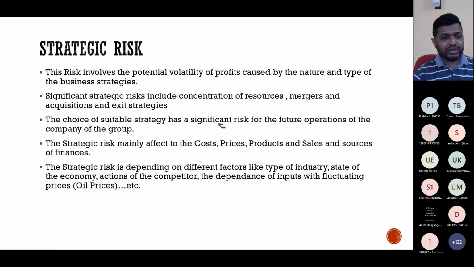It will depend on the industry, the economy, the present actions of competitors, your key competitive advantage, and your skills. All of these affect strategic risk, right? The decisions you take, and whatever risk is involved in your cash flows, profitability, and entire business direction, we call strategic risk. Then operational risk.